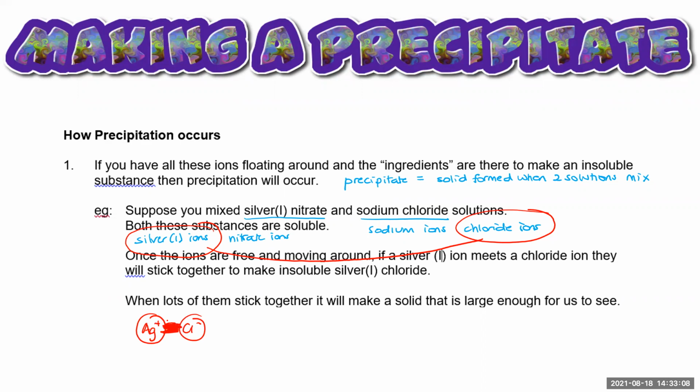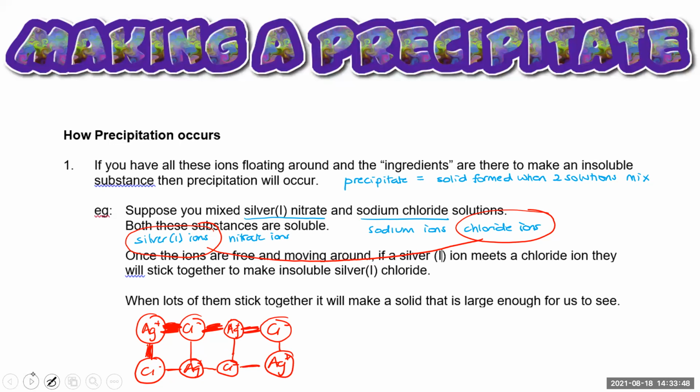And if that meets another silver ion, then that silver ion will jump on here, and then another chloride ion, and then you can have another chloride ion here, and so on and so forth until you've built up a great big lattice of silver ions and chloride ions in that alternating pattern. And when lots of them stick together, you'll actually get a bit that's large enough for us to see, and that's when we start to see a solid forming from the 2 solutions.